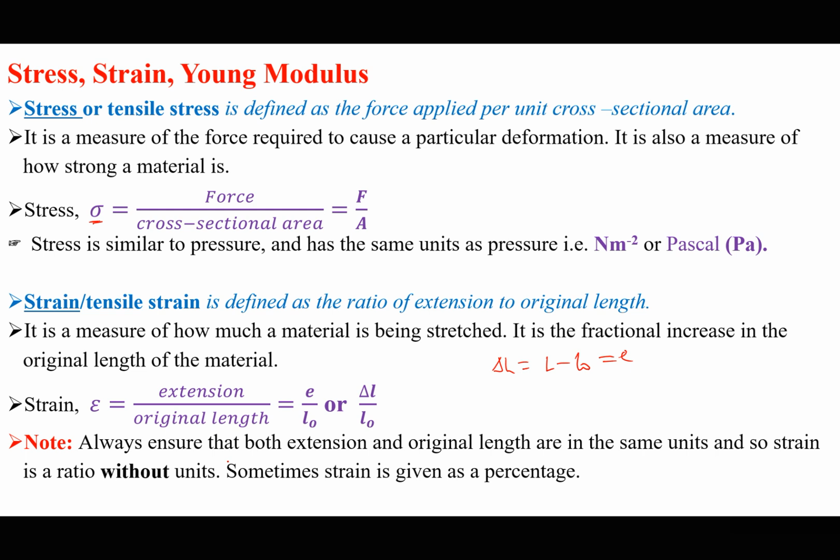And because the extension and the original length are in the same units, it means strain is going to be a quantity without units. Therefore, we can say strain may not be considered a physical quantity because a physical quantity, as you might have seen in the first unit of Year 12, physical quantities and units, must have units and magnitude. So the strain is just a magnitude, therefore it has no unit.